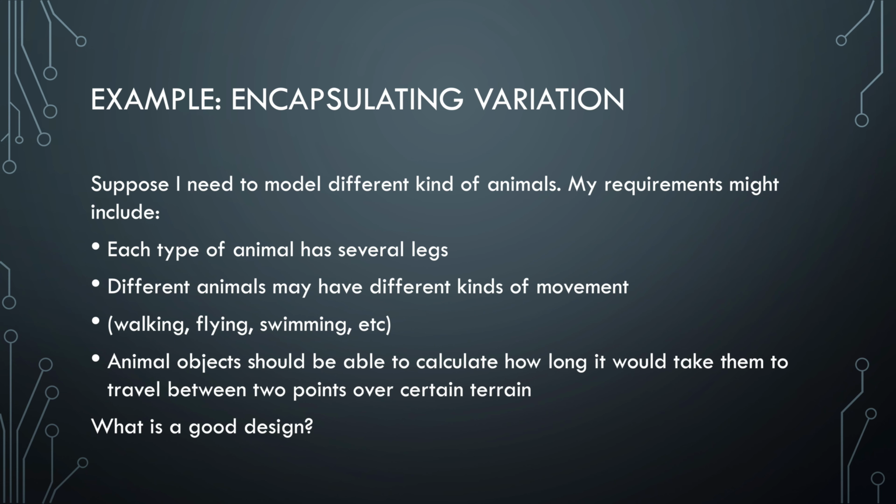What if I need to model different kinds of animals? Each animal has several legs. Different animals have different kinds of movement: walking, flying, swimming, whatever animals do. Animals should be able to compute how long it takes to travel from a point A to a point B over a given terrain. Now, what's a good design?